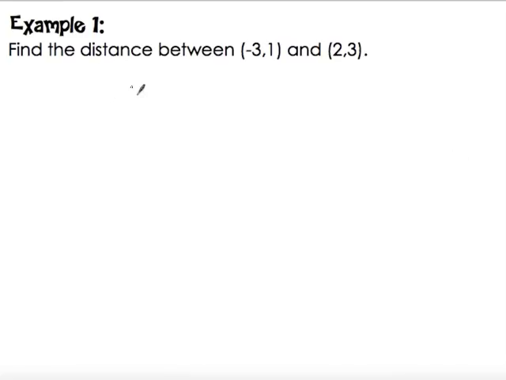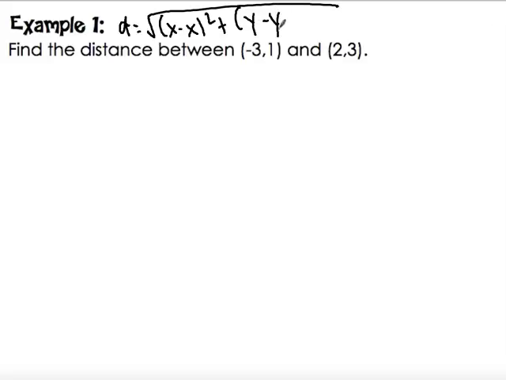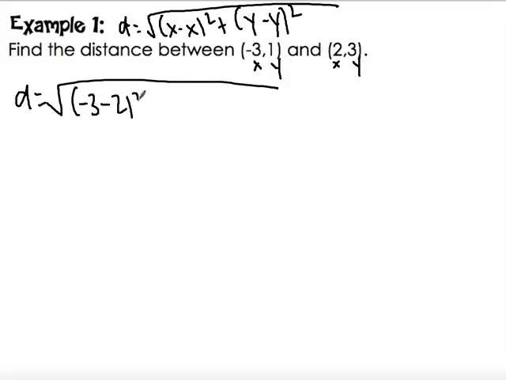On your first example, it says find the distance between (negative 3, 1) and (2, 3). So the first thing you need to know, since it says distance, is the distance formula, which would be (x2 minus x1) squared plus (y2 minus y1) squared. The next thing you need to do is label your x's and y's. So remember that a point has an x and a y. The first number that you see is your x. The second number is your y. So when you go to plug it into the formula, it looks like negative 3 minus 2 squared plus 1 minus 3 squared.